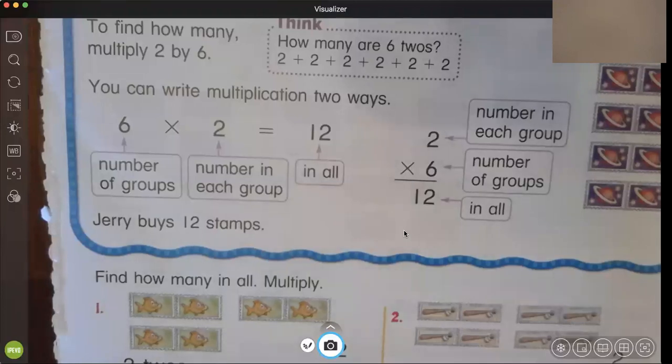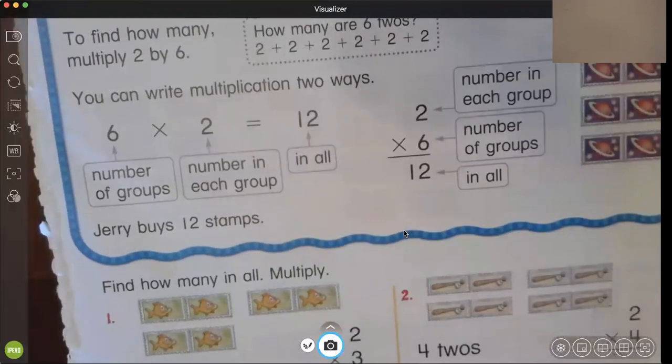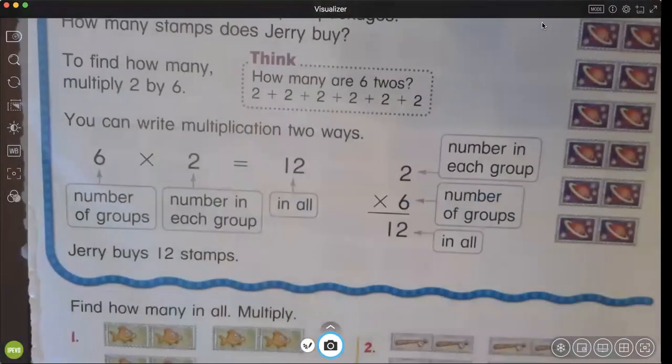So we're gonna do lesson 2 from chapter 12 today. And hopefully this multiplication thing is pretty simple so far and you're enjoying it. I know you guys were super excited to do multiplication this year. So we're gonna talk about multiplying groups of 2, okay?